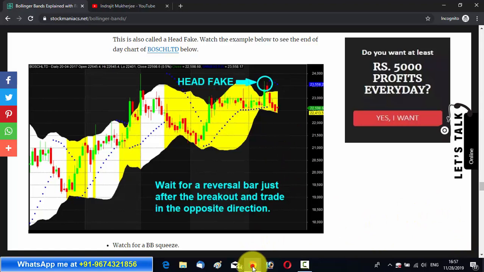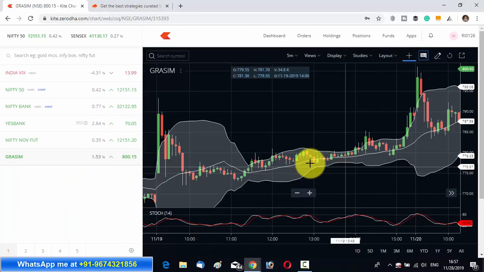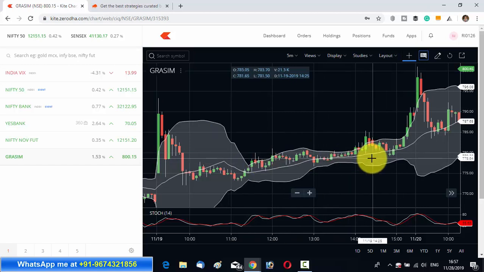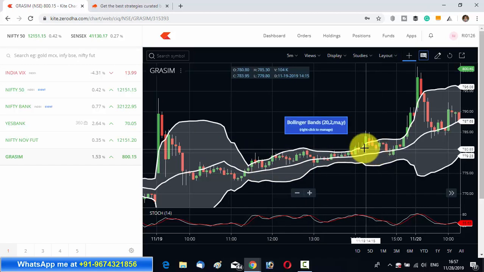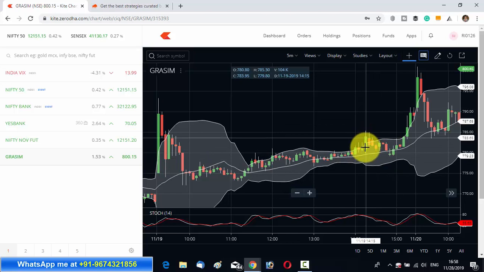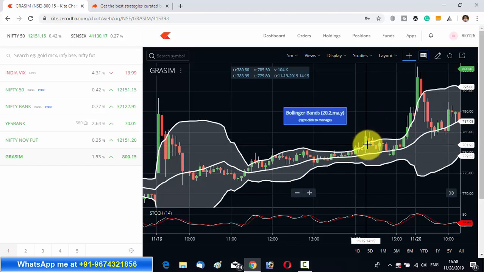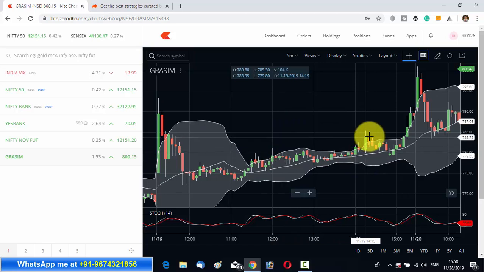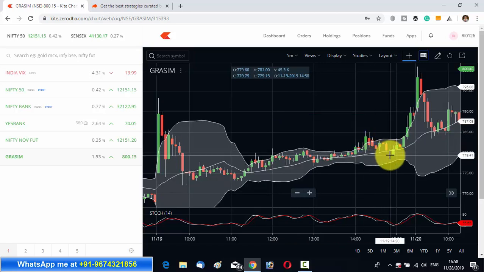I will show you in the Zerodha Kite platform. Suppose this was a nice squeeze. After the squeeze, suddenly we got a breakout bar. So we got a breakout bar, and in the next bar we got a reversal bar. So that is a head fake. Squeeze, breakout bar, and then reversal bar, and you can see price has come down from there. So this is how you can use the squeeze and head fakes.